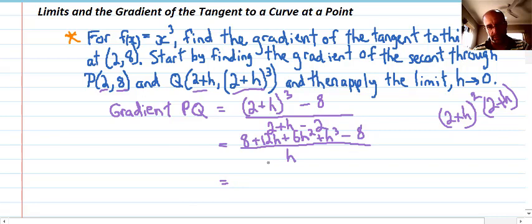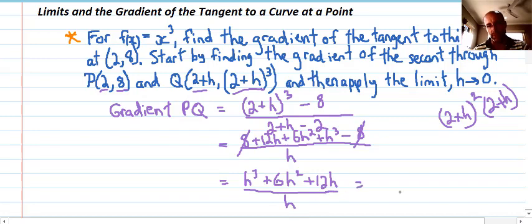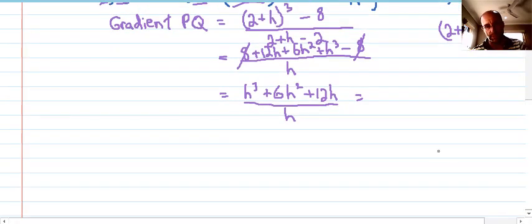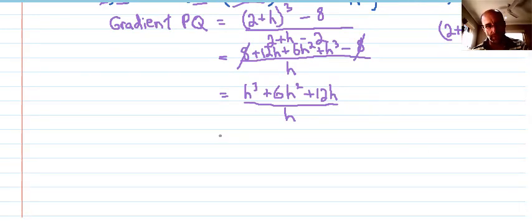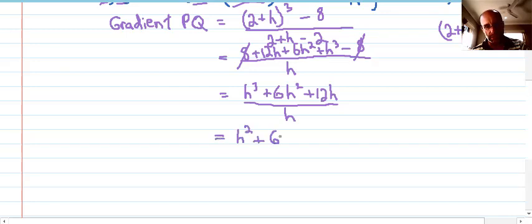Simplifying the numerator, the 8s cancel out. We have h cubed plus 6h squared plus 12h. Notice how everything on the numerator has a factor of h in it. That's a good thing, because we have to divide through by h to simplify. We do not want to deal with an h on the denominator, as per the previous video on limits. Dividing through every term by h, now we have h squared plus 6h plus 12.